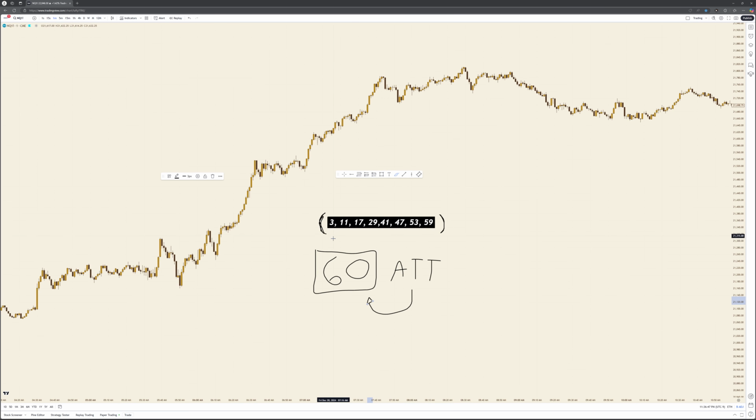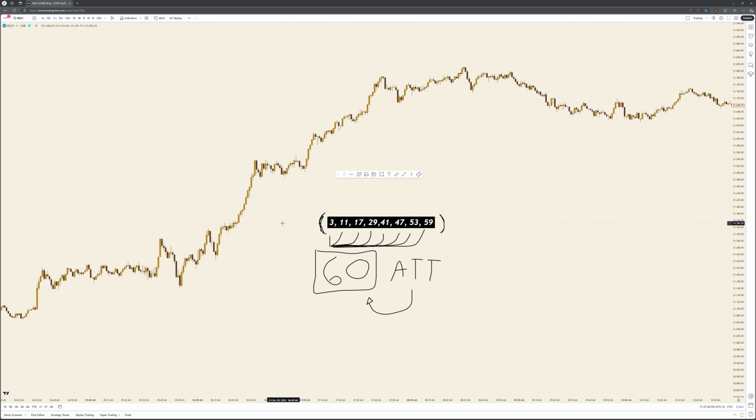So these ATT numbers will correspond to a particular minute within the hour candle. So we're talking about the 3rd minute, the 11th minute, the 17th minute, the 29th minute, the 41st minute, the 47th minute, the 53rd minute, and the 59th minute. At these particular minute marks within an hourly section of price, this is where you're very likely to see swing highs or swing lows form in the market.